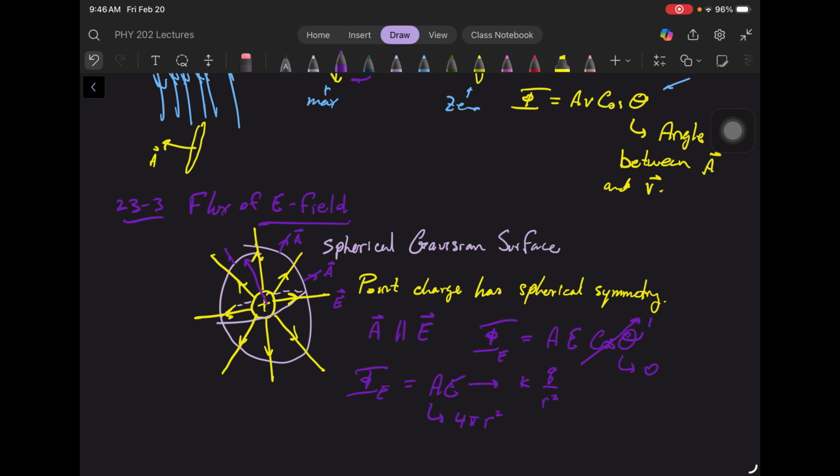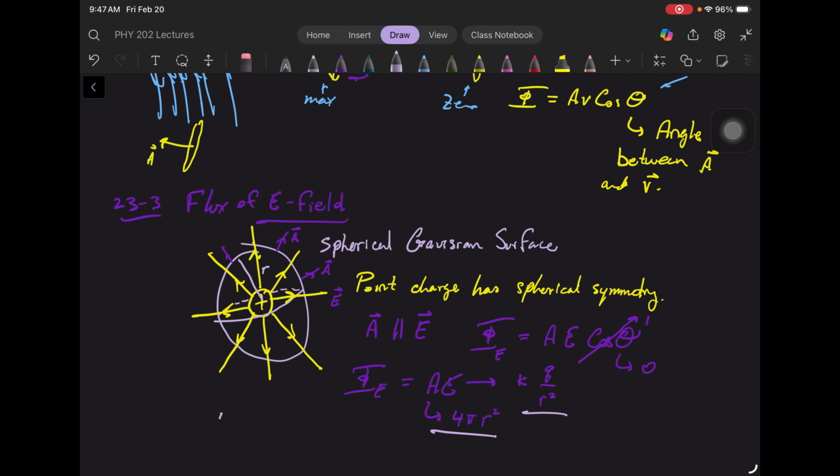I totally clicked a different color marker. And so if the Gaussian surface has some radius r, right? And so then all of a sudden we have 4 pi r squared times kq over r squared. And so we just get 4 pi kq as our flux.